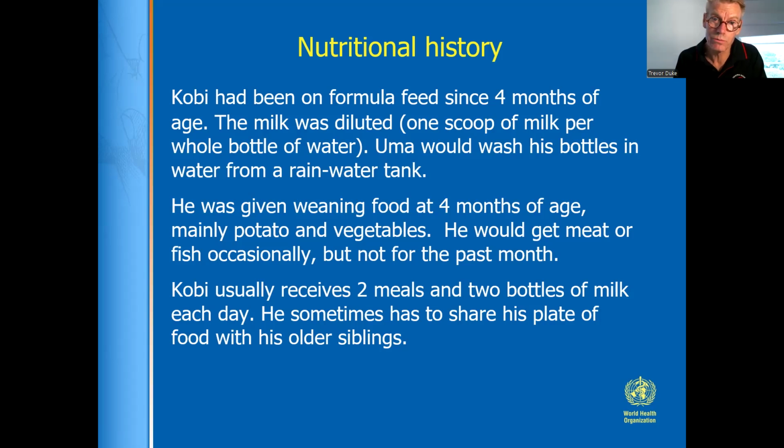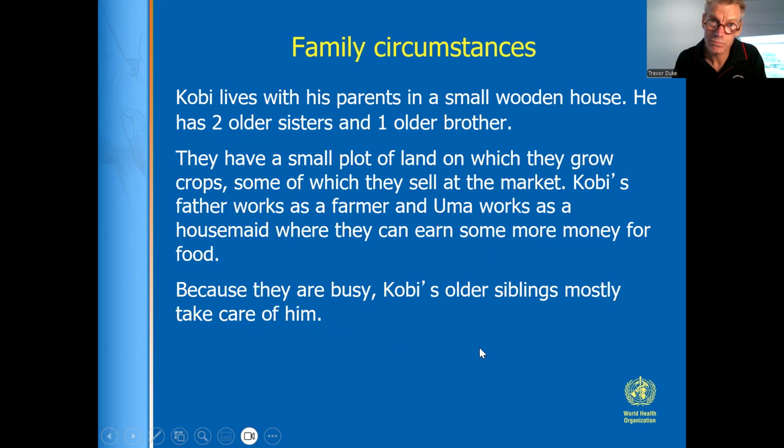His mother would wash the bottles in water from a rainwater tank. So again, it's not sterilizing a bottle in boiling water, but rather washing from the community water source that they had. He was given weaning food at 4 months of age, and mainly, as we said, potatoes and vegetables that the family grew in their own garden. He would get meat or fish occasionally, but not in the last month. And Kobe usually receives 2 meals and 2 bottles of milk each day, sometimes 3. He sometimes has to share his plate of food with his older siblings. He had 2 older siblings.